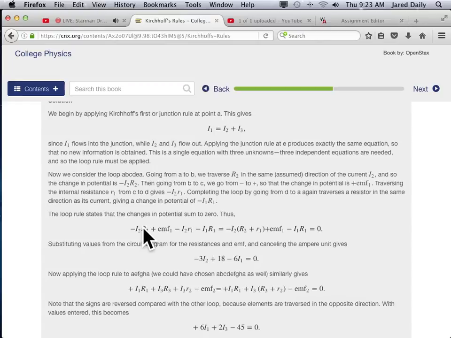Think of it like a river. If you're going with the current in a river, you're going down the river, downhill. So that's down, that's negative. If you're going against the current, that's like going uphill, so it's going to be a positive change, right? And of course, if you go through the battery from negative to high, low to high, then it's positive.